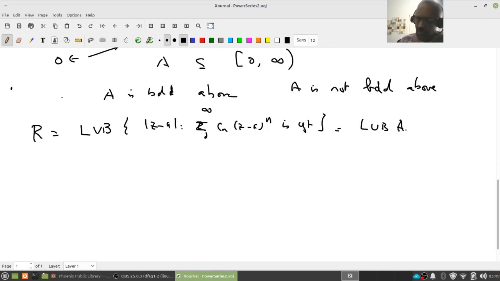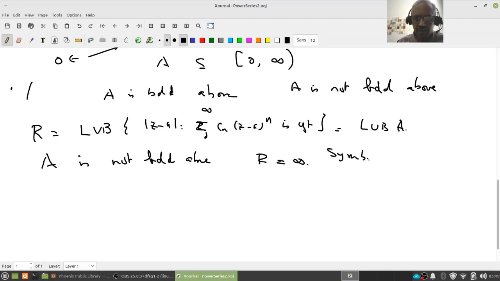If A is not bounded above, we let R equal infinity. This is just a symbol. What does that mean? That means for every complex number z, mod z minus a will be there. That is, the summation Cn... Are you following this? The subset A is not bounded above.